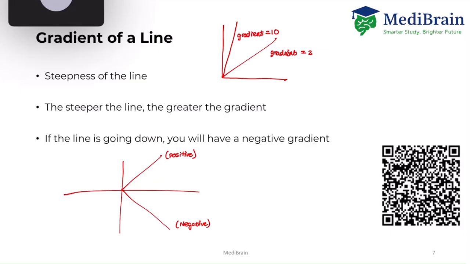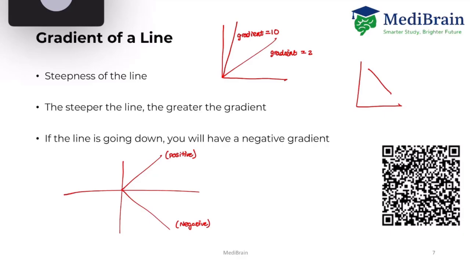So how would you tell the line is going up and down? If you literally look from the axis, this line is going down. You're looking from left to right. If the line is pointing downwards, then it's a negative gradient. If the line is pointing upwards, then it's a positive gradient. And we'll look at how to calculate gradient in a minute.